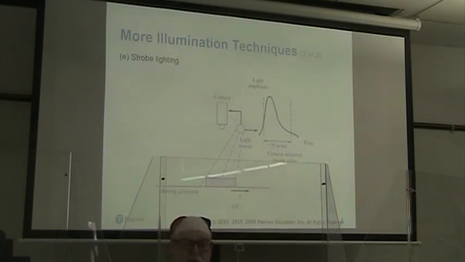We might have strobe lighting where our light amplitude, we actually have a pulse of light, right? So we see that here over time. The camera is actuated during the pulse of light, and that is timed so that the pulse of light hits the part and the camera sees the part.